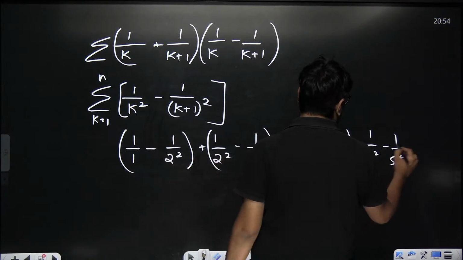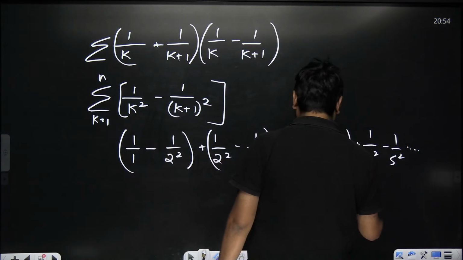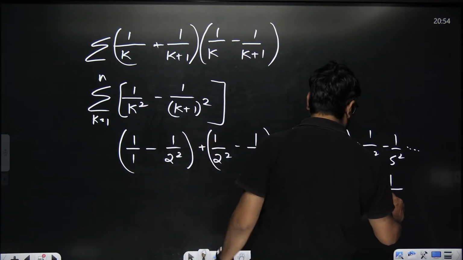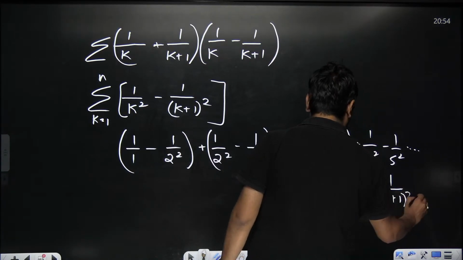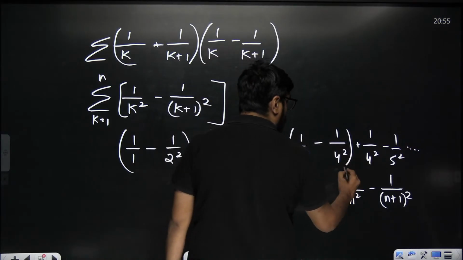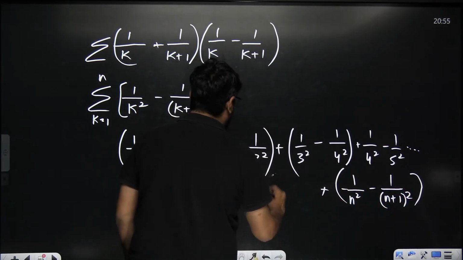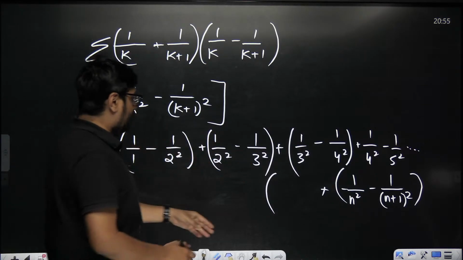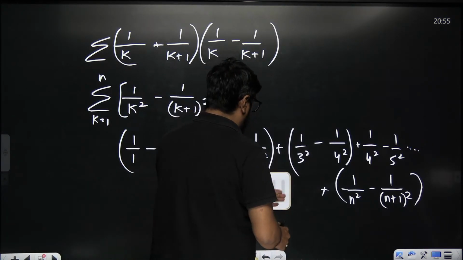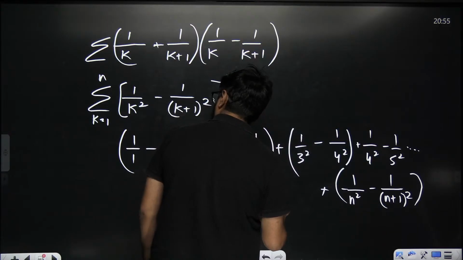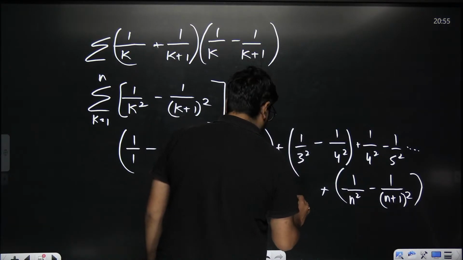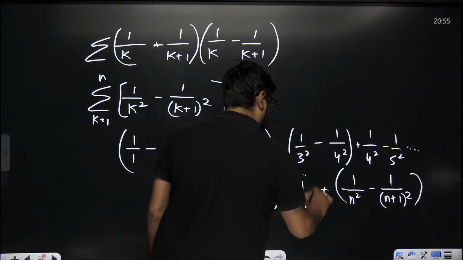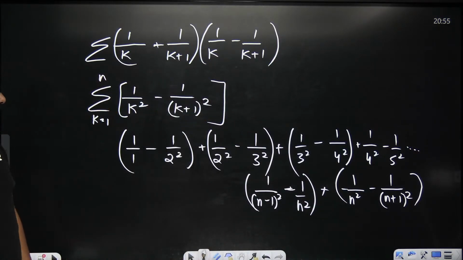Correct? In the end, what will I have? In the end, 1 by n square minus 1 by n plus 1 whole square. Before this, what will be the term before this? Put n minus 1, no? At n, that is the term. At n minus 1, what are we going to have? 1 by n minus 1 whole square plus minus 1 by n square. Correct? So which of the terms are getting cancelled?